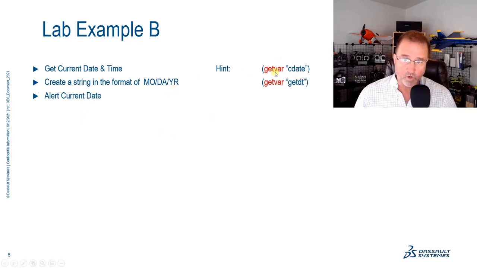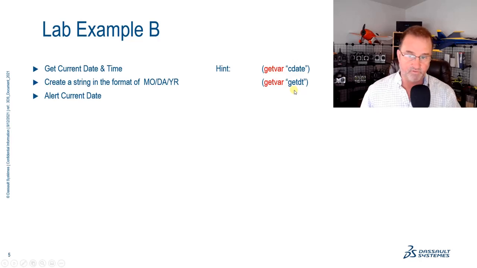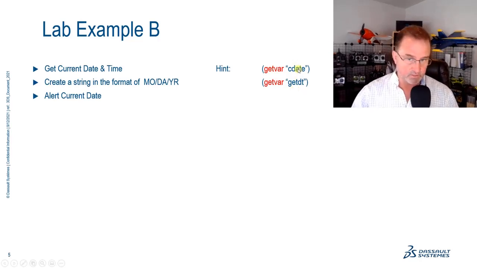Now, if you recall, last time we talked about this, there is a setVar variable called cdate, and there's also, in DraftSight, one called getDT. Now they both do the same thing. However, when we look at getDT, that variable only exists in DraftSight. You do not have that variable in other CAD systems, whereas cdate actually comes from some of the other CAD systems, and it will work in DraftSight. So keep that in mind.